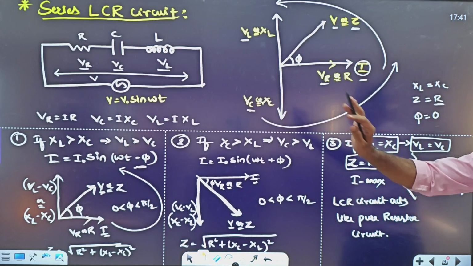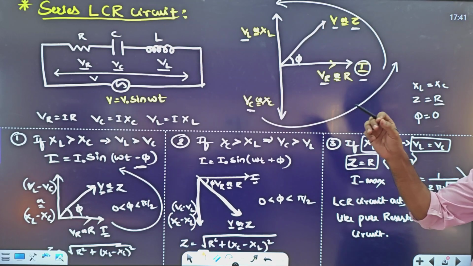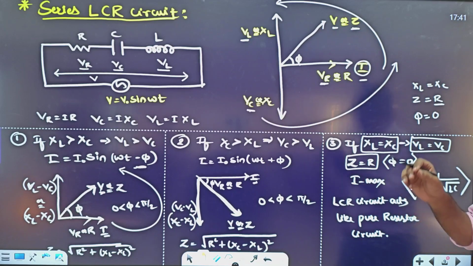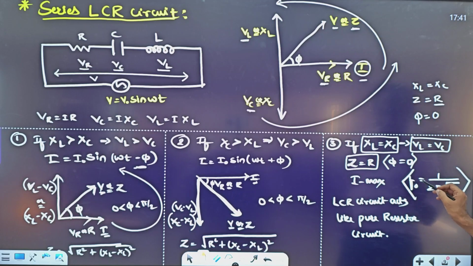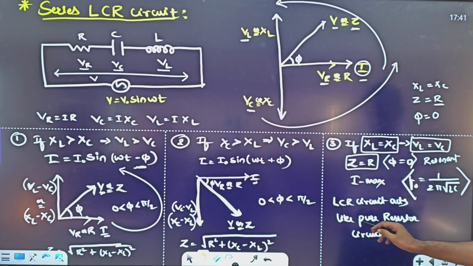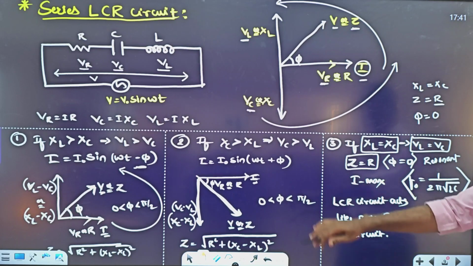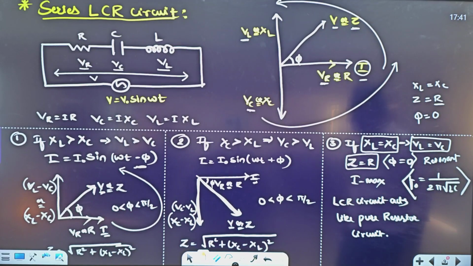This resonance does not happen for all frequencies. As you keep changing the frequency of the AC source, when you reach one particular frequency, XL and XC become equal and resonance occurs. So that frequency is called resonant frequency. Here we have the expression for resonant frequency. Resonant frequency f0 is equal to 1 by 2 pi root of LC. So the LCR circuit acts like a pure resistor circuit in this case, right? So these are the three cases in the LCR circuit.